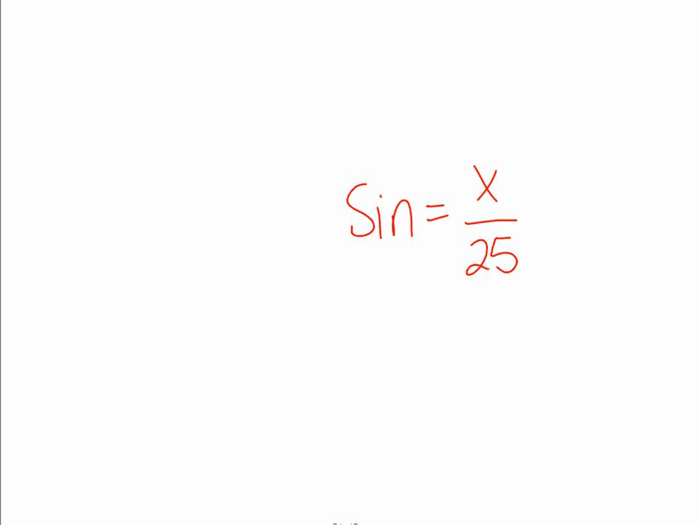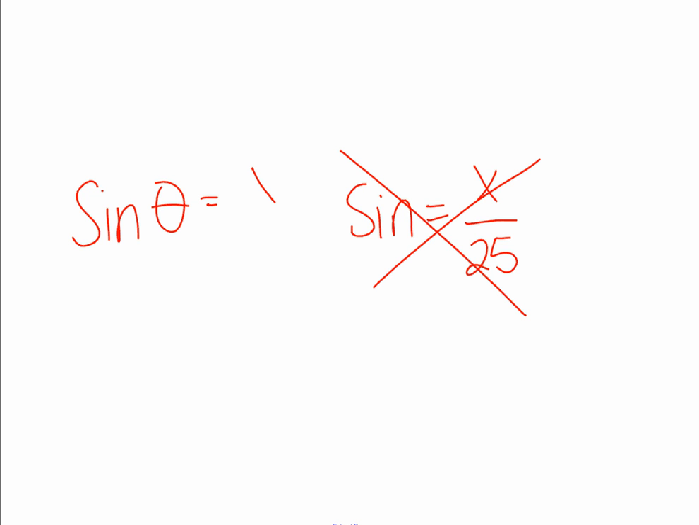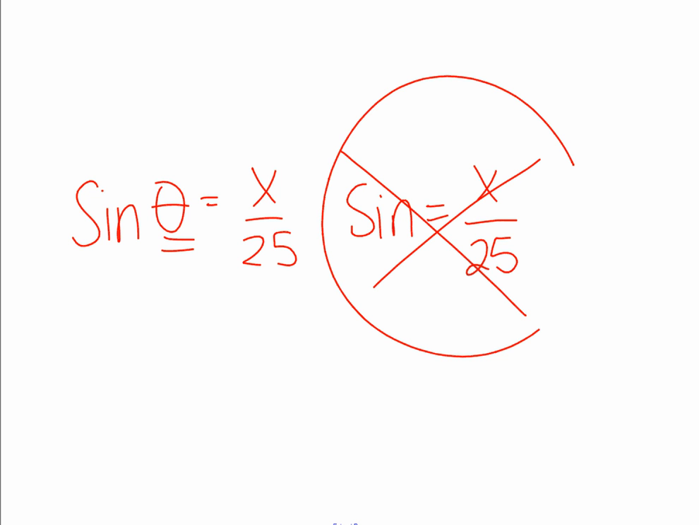Grab your formula sheets. You're missing the angle. The formula is sine of your angle. You can call it A, you can call it theta, you can call it 43 degrees, whatever it is. But it's sine of your angle is equal to opposite over hypotenuse. Not sine equals, it's sine of something. By writing down the formula, you're less likely to do that ugly stuff.